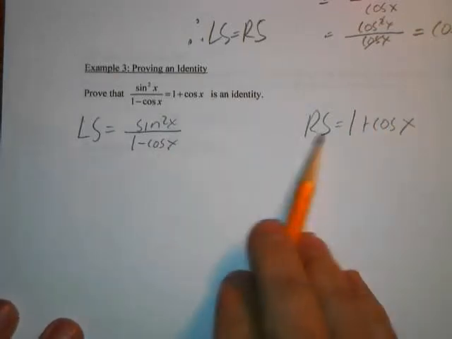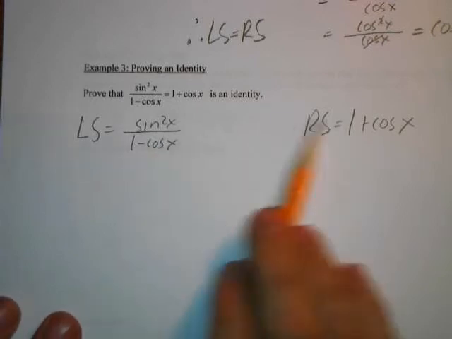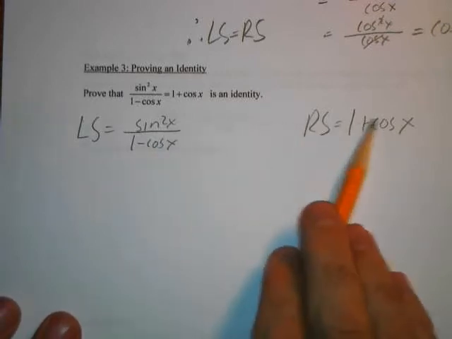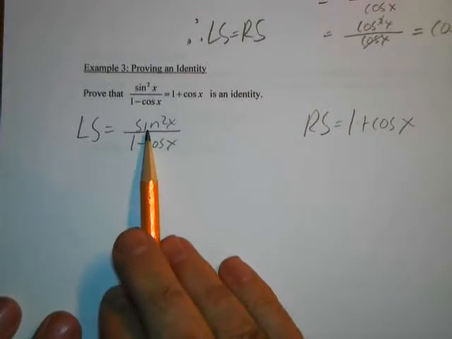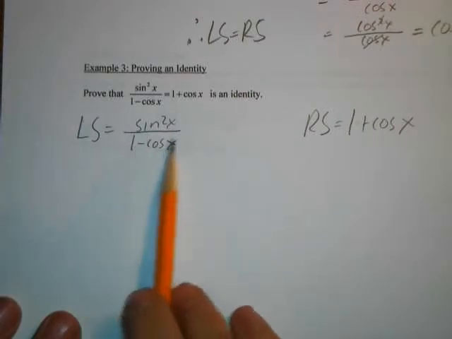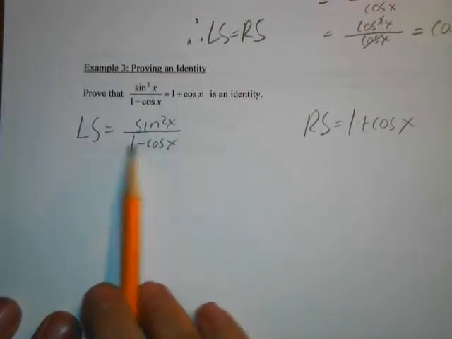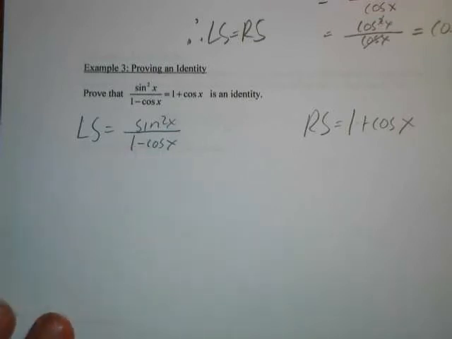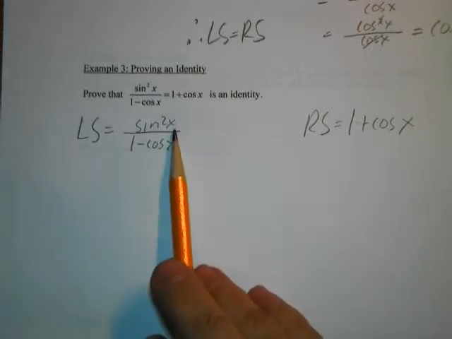Now this one's not quite as obvious as to which one's the more complex statement. This one has two terms, but this one's a rational expression. But I think the thing that makes it really more complex is what you have in the denominator, 1 minus cos x. That might be kind of hard to get rid of. So we're gonna start with this.